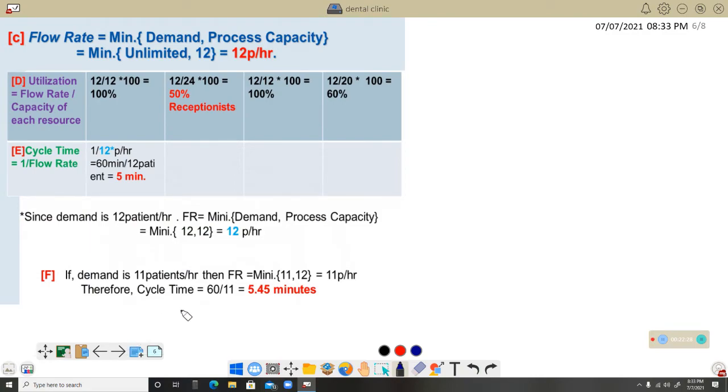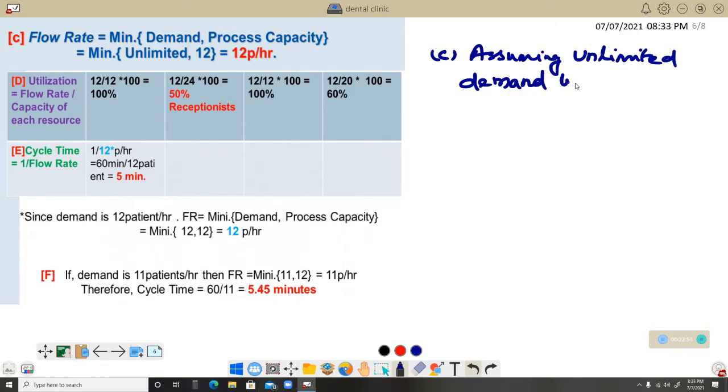Now question C is assuming unlimited demand. Question C goes like this: Assuming unlimited demand, what would be the flow rate? FR stands for flow rate.